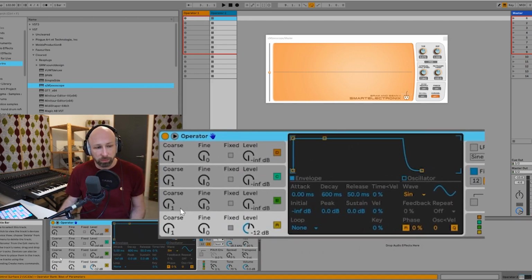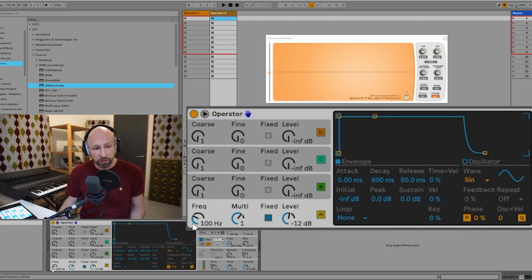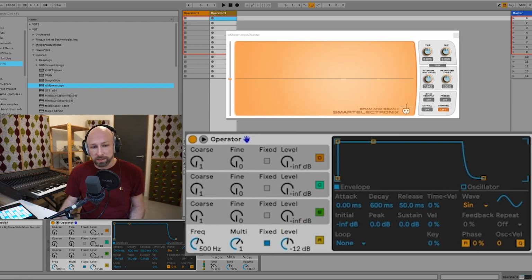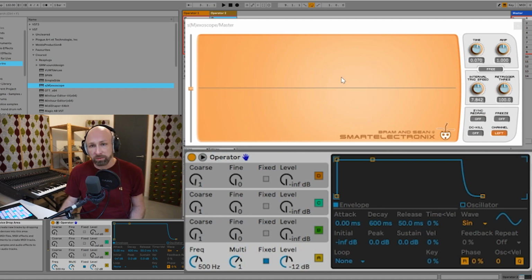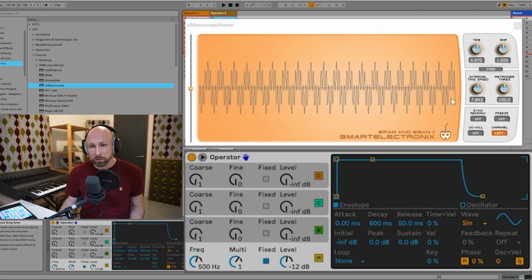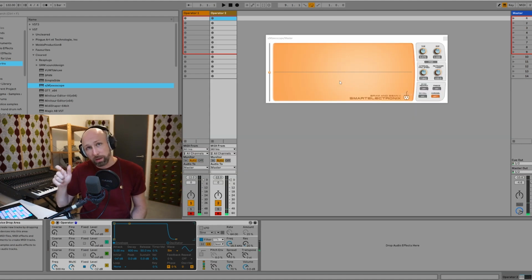Okay, so this is 100 hertz, it's 100 times per second going up and down. Now on the second operator, let's also set a fixed frequency and let's put it to 500 hertz, a long way away, and let's see what happens when we play the second one. You can see it vibrates many more times per second, and together, they create a more complicated waveform, but it's always at the same volume.